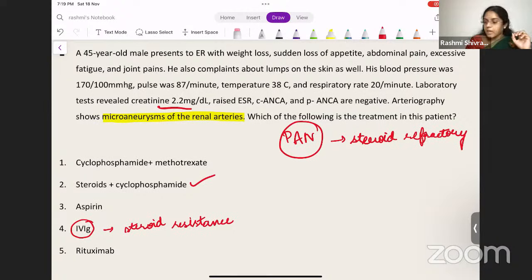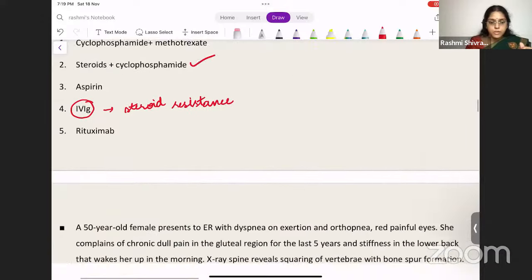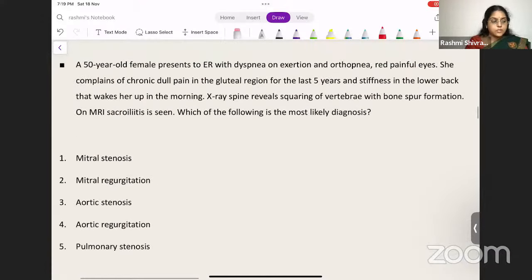Right? I'm very happy all of you have recognized that microaneurysms point to polyarteritis nodosa. I'm very happy about that. Okay, so let's move on to the next question.